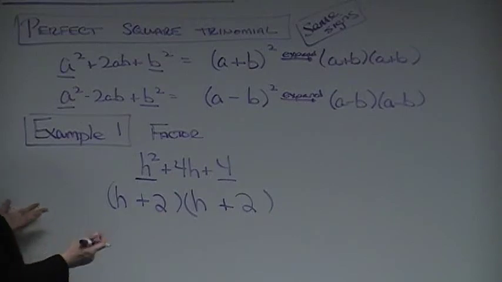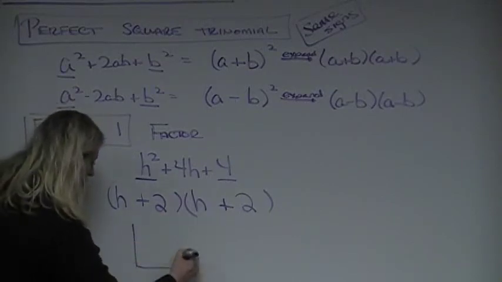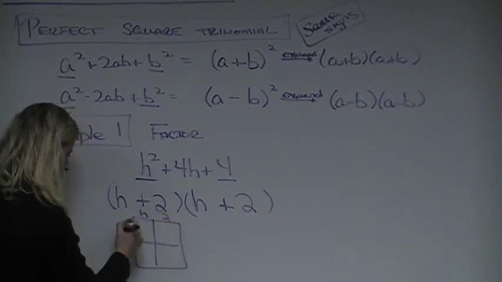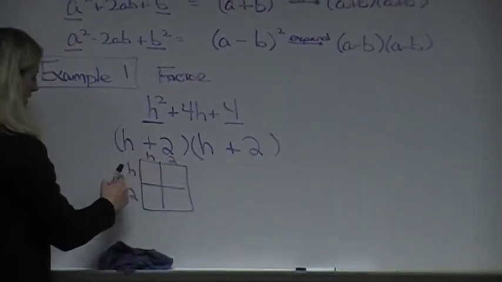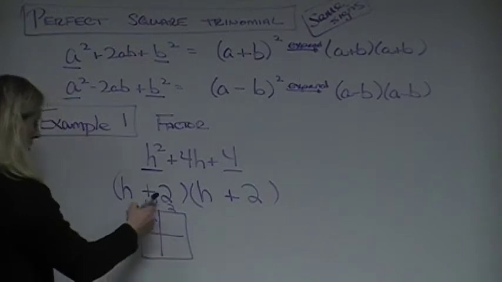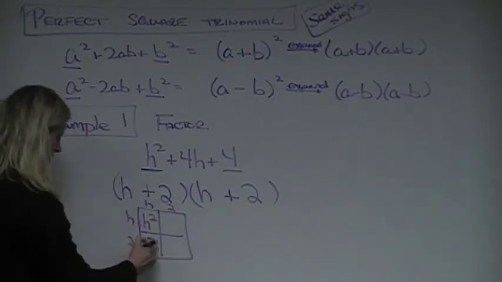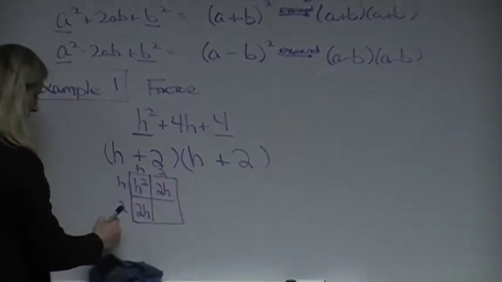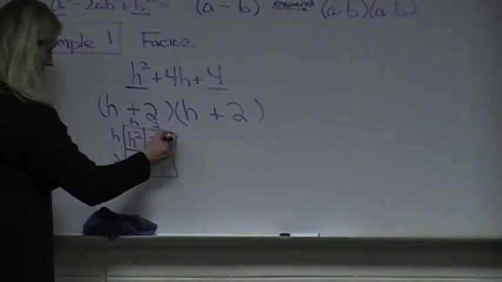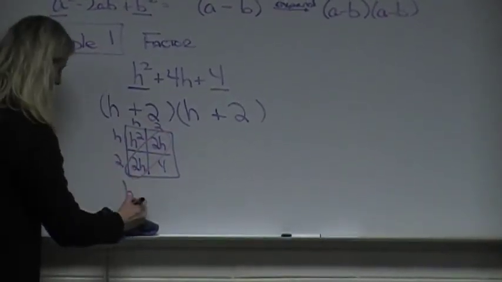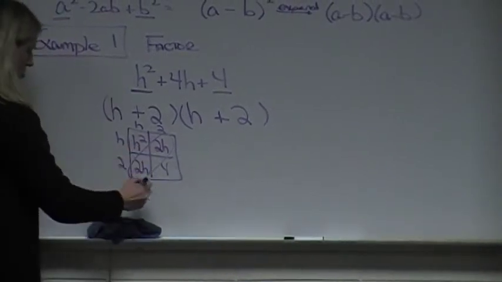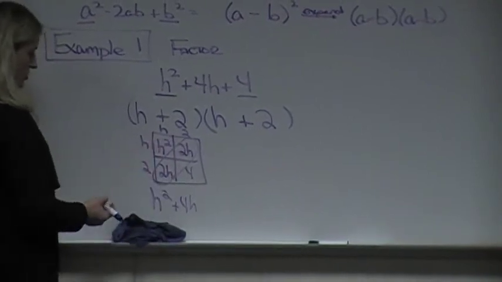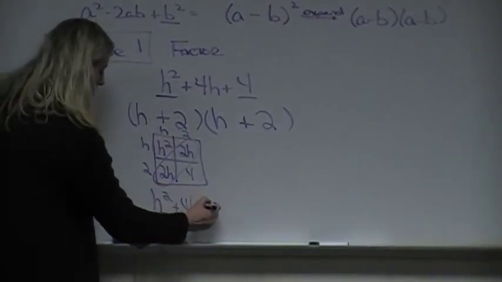Now, we can also check this using our table method, which we've done all along, checking our answers. h and 2, h and 2. h times h is h squared. Remember, add the exponents. 2 times h is 2h. 2 times h is 2h as well. And 2 times 2 is 4. Like terms, highest degree is h squared. 2h plus 2h is 4h. Remember, when we add like terms, all we do is add the coefficients, not the variable part, plus 4.